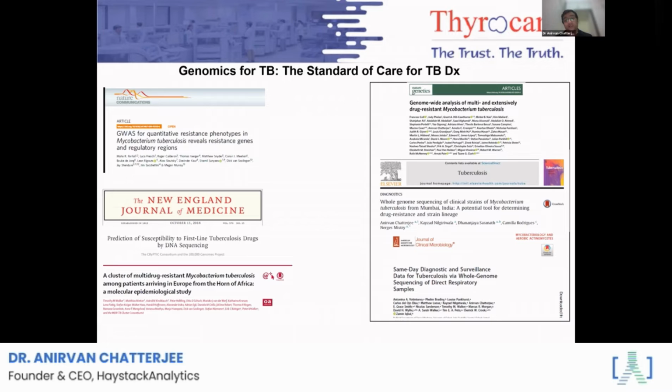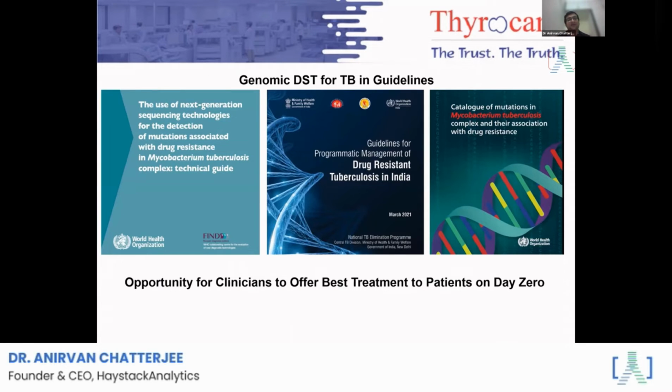I have been very fortunate to be part of some of these studies with some of the key opinion leaders in this domain, and we now are looking forward to make genomics for TB the standard of care. I'm not saying we are already there, but we have started. ThyroCare has taken that lead, and it's not just us. In 2015, the NHS rolled out TB genome sequencing. In 2017, the WHO launched the first next generation sequencing guidelines for tuberculosis.